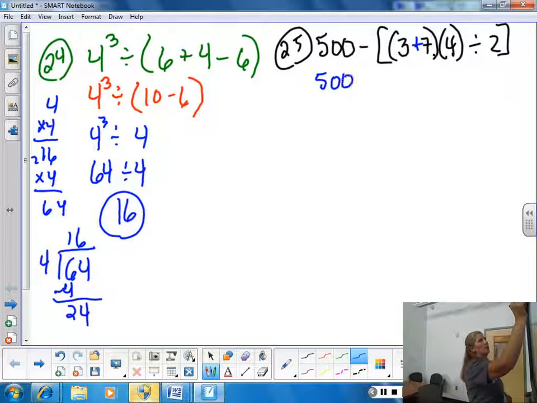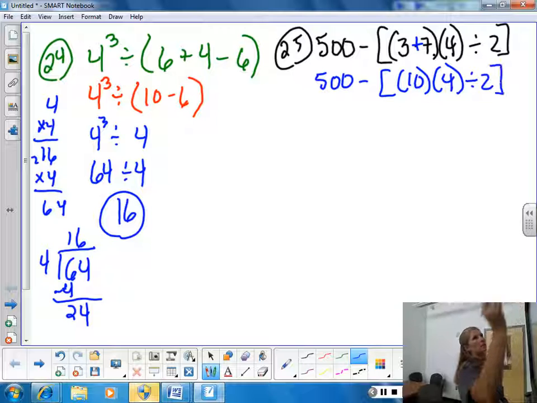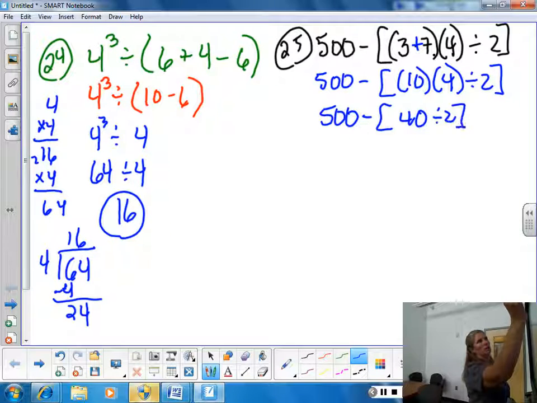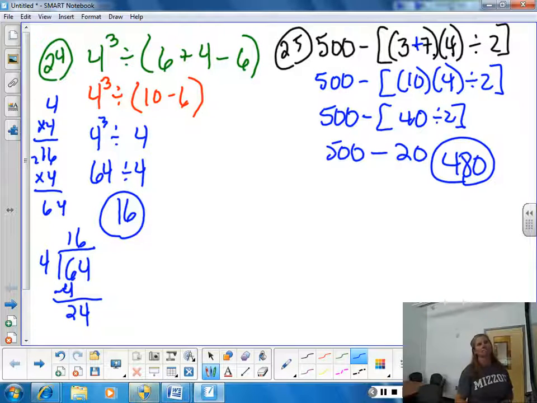So I've got 500, and then 3 plus 7 is 10. Okay, and then I've got 10 times 4 and divided by 2, but the multiplication came first, so we would do the multiplication first. 10 times 4 is 40 divided by 2. And 40 divided by 2 is 20. I'm just cutting 40 in half. And 500 minus 20 is 480. All right, so 480 would be the final answer.